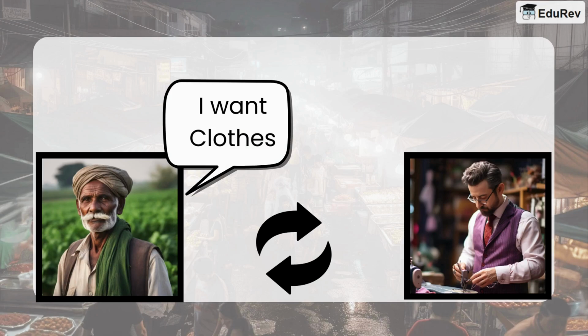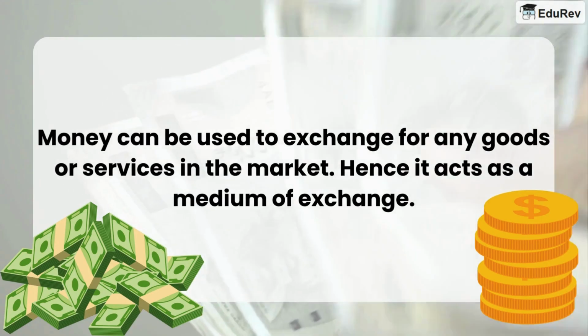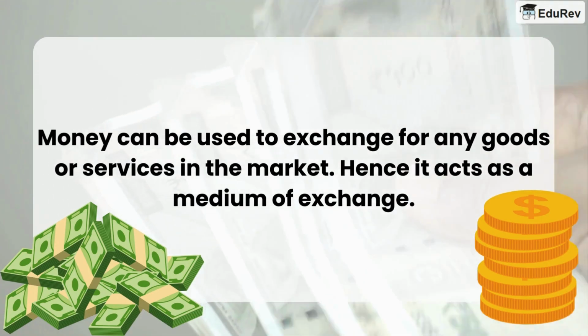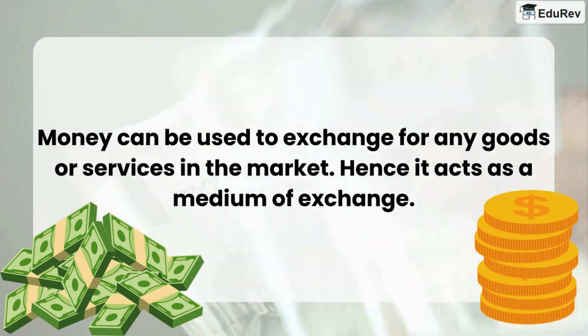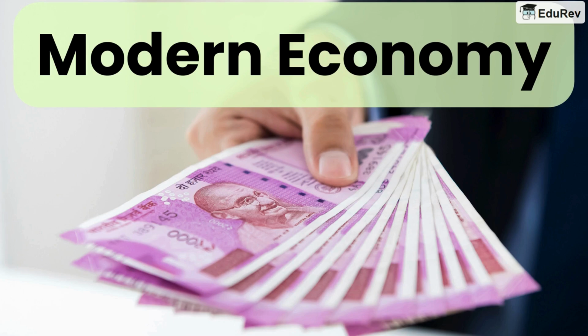Now, the cloth seller does not need to find a farmer who needs clothes. All he has to do is sell his goods and take an appropriate amount of money. Then he can easily purchase anything in the market. So money can be used to exchange for any goods or services in the market. Hence it acts as a medium of exchange. So modern economy is based on the use of money for any kind of service or trade.